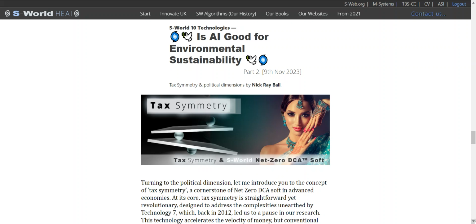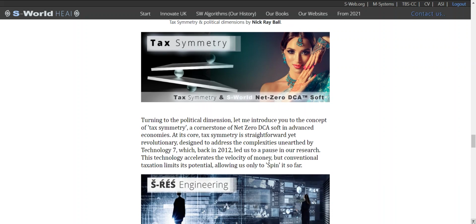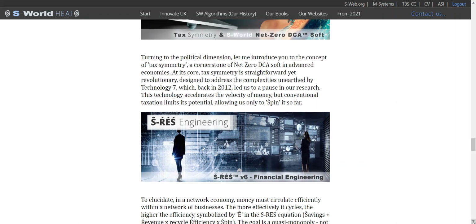Tax symmetry and political dimensions by Nick Ray Bull. And we can see the tax symmetry graphic there. Tax symmetry in S-World, Net Zero DCA Soft. Turning to the political dimension, let me introduce to you the concept of tax symmetry, a cornerstone of net zero DCA Soft in advanced economies.